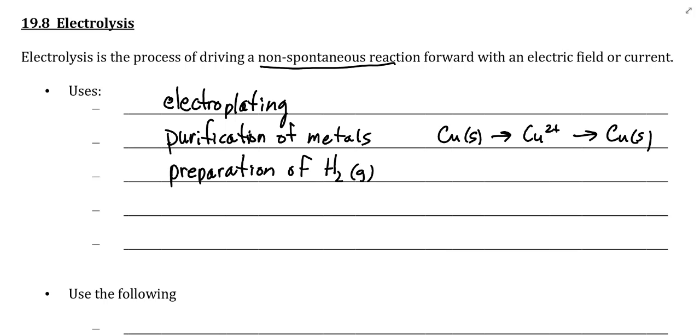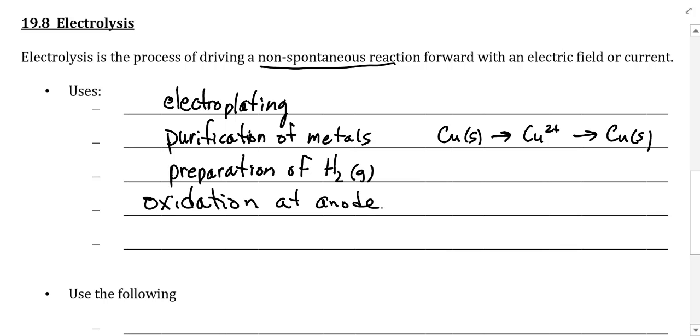It's also possible to prepare hydrogen gas via electrolysis, where an electric current just gets run through an electrolyte solution, often of sulfuric acid, and hydrogen forms as a result. There are some important parts of electrolysis. One is that oxidation always occurs at the anode.